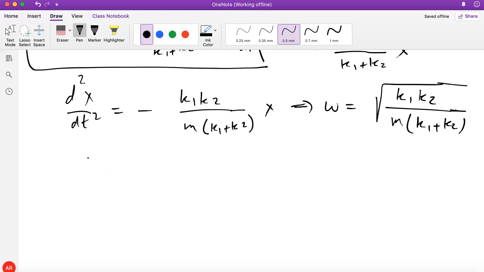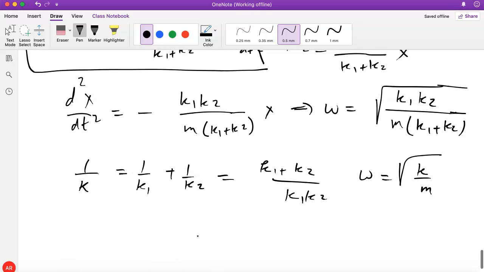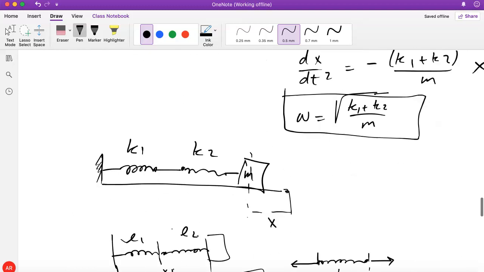Notice that if I define 1 over k to be 1 over k1 plus 1 over k2, kind of like you add resistors in parallel, this becomes k1 plus k2 over k1 k2. So you can think of your omega to be square root k over m, because k then is k1 k2 over k1 plus k2 for this effective spring constant. So if you add two springs in series, one after the other, you can think of them having an effective spring constant given by this formula, the way that we just derived it.